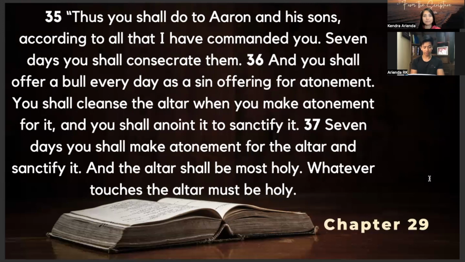7 days you shall consecrate them, and you shall offer a bull every day as a sin offering of atonement. You shall cleanse the altar when you make atonement for it, and you shall anoint it to sanctify it. 7 days you shall make atonement for the altar and sanctify it, and the altar shall be most holy. Whatever touches the altar must be holy.